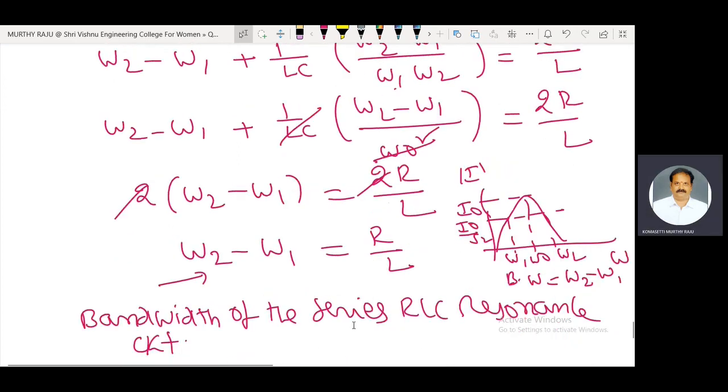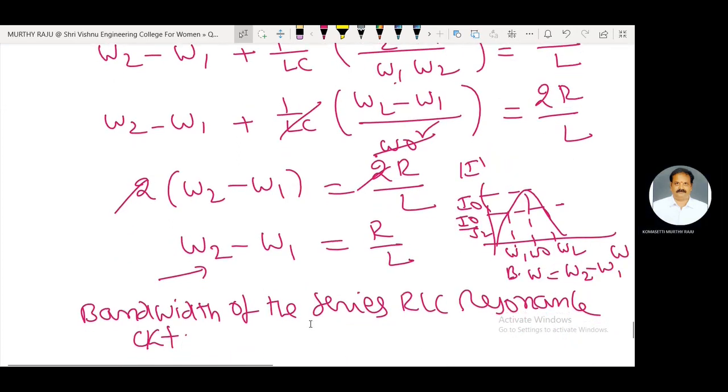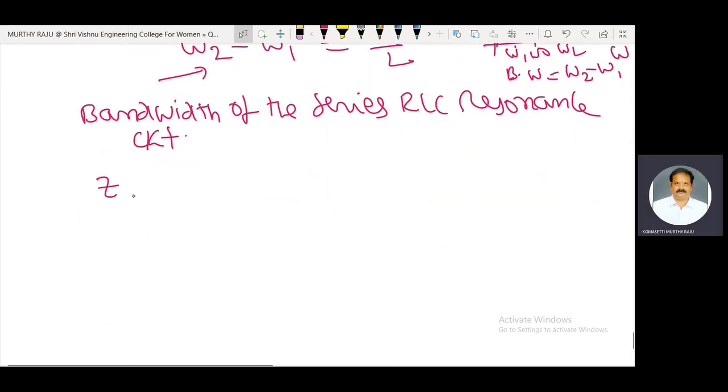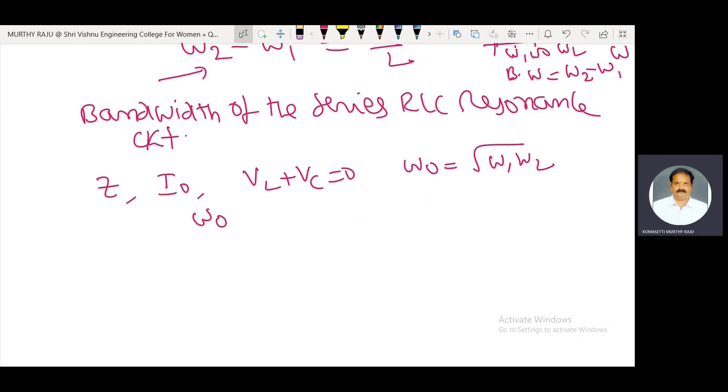With this, the bandwidth derivation is completed. Already I have explained the impedance derivation, the current, and that the voltage VL plus VC is zero: the net voltage across inductance and capacitance is zero at resonance. ω0 is the square root of ω1 ω2, ω0 is 1/√LC, and bandwidth ω2 − ω1 is R/L. All these derivations are completed. In the part 2 video, selectivity, quality factor, and these half-power frequencies related to the bandwidth of the circuit will be covered.